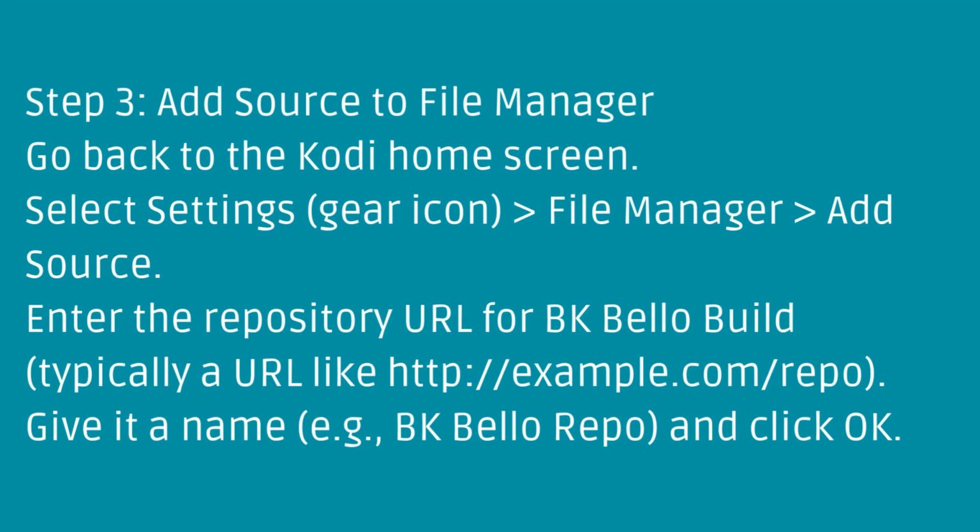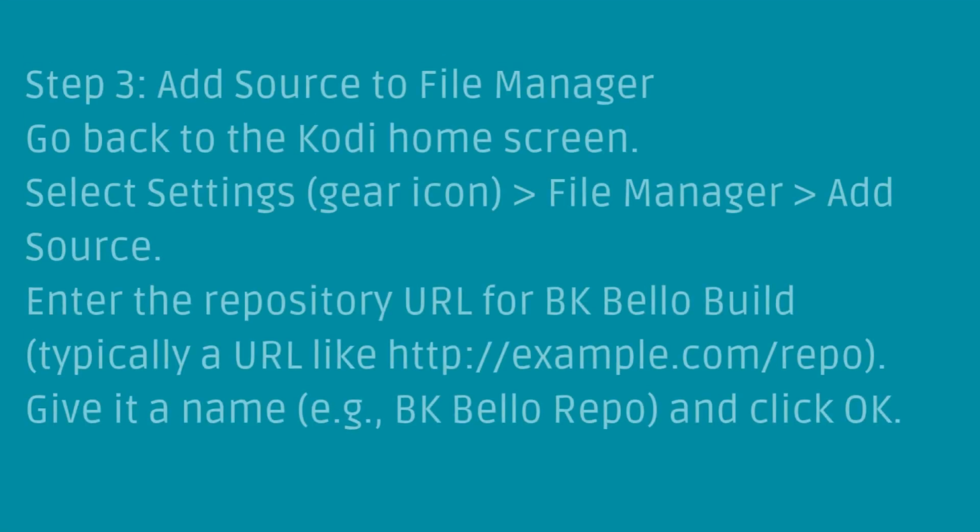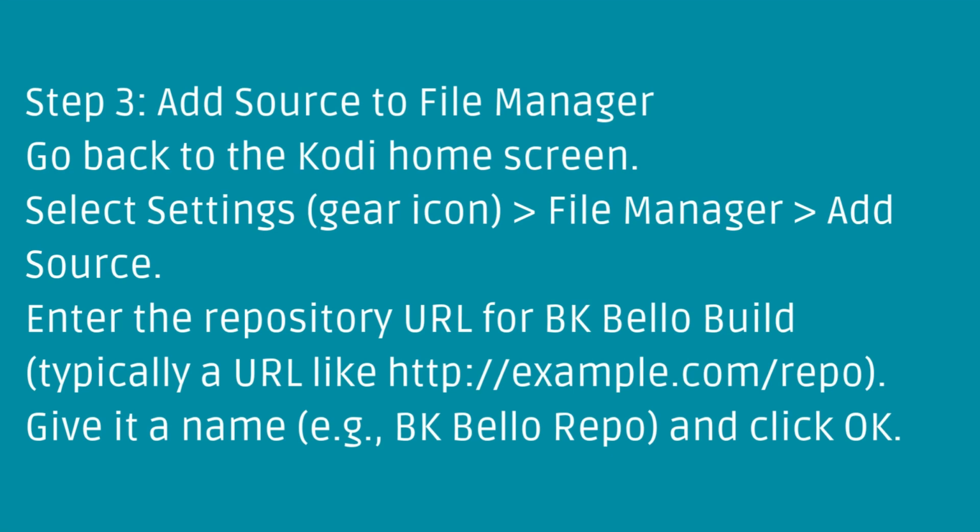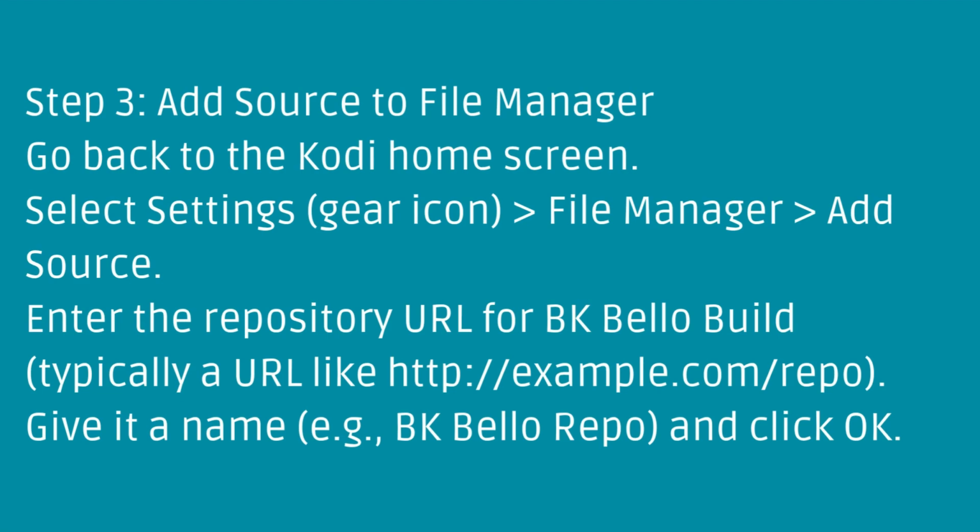Step 3. Add source to File Manager. Go back to the Kodi home screen. Select the Settings gear icon, File Manager, Add source. Enter the repository URL for BK Bello Build, typically a URL like example.com/repo. Give it a name, for example, BK Bello Repo, and click OK.